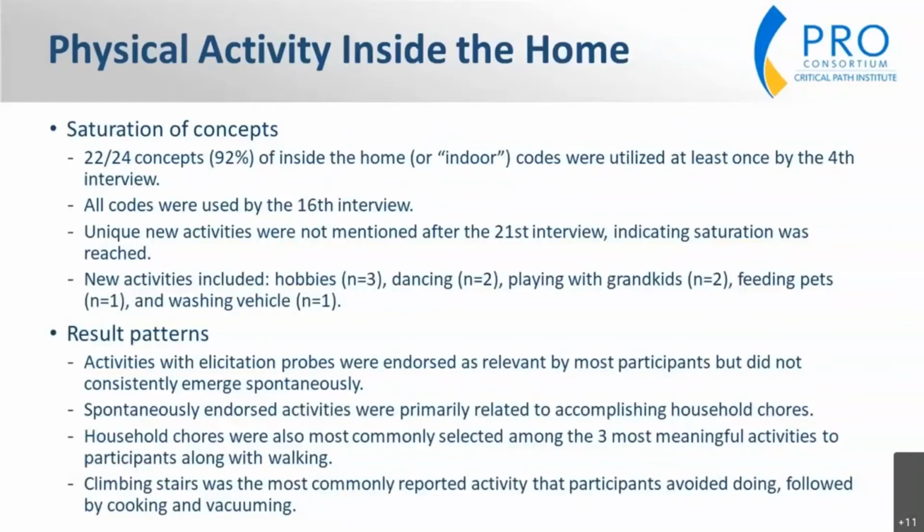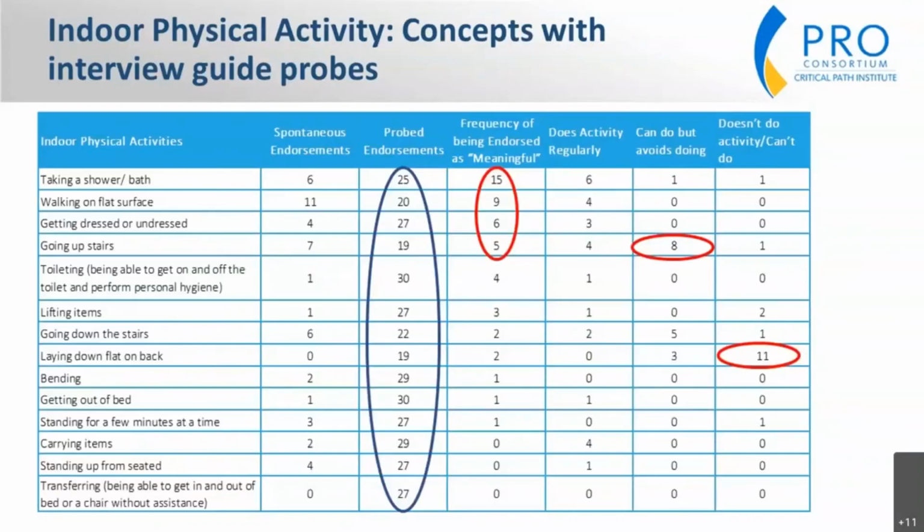Saturation in the discussion of physical activities inside the home was reached by the 21st interview, and all codes from the coding dictionary were used by the 16th interview. New activities mentioned by participants for which new codes were added included hobbies, dancing, and playing with grandkids. Results also showed some interesting patterns.